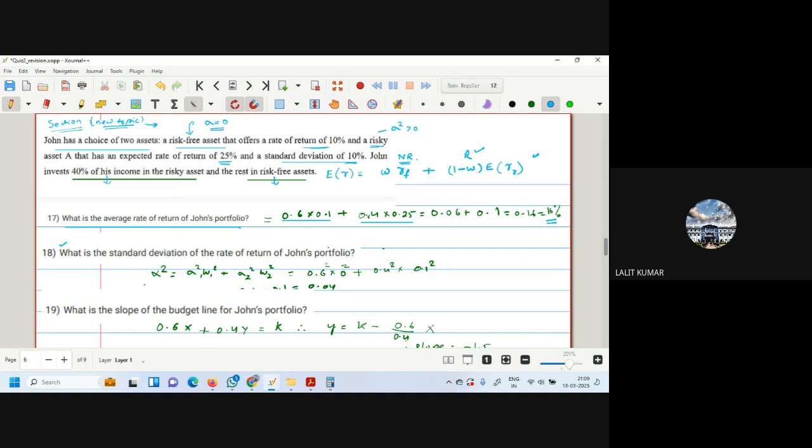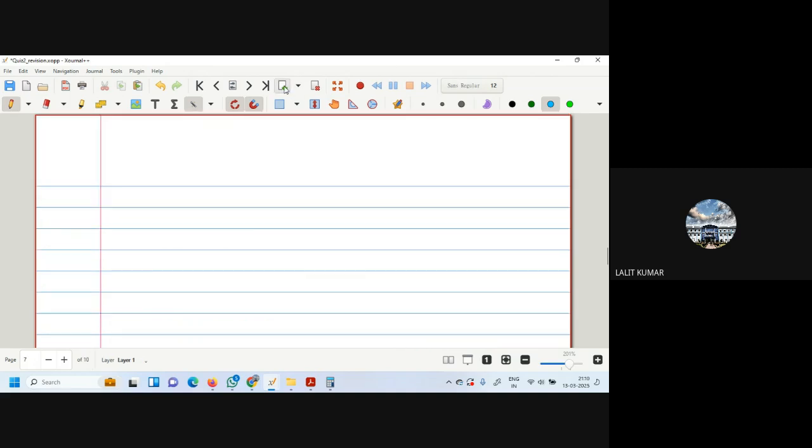Like I covered here, the standard deviation for risk-free is 0. Otherwise, for the formula, I will just take a minute to cover it here. So if there are two assets, asset A and asset B, this is sigma A, this is sigma B, the standard deviation.